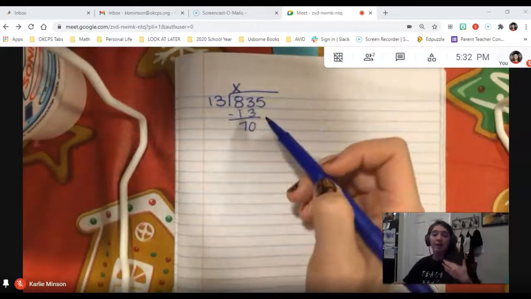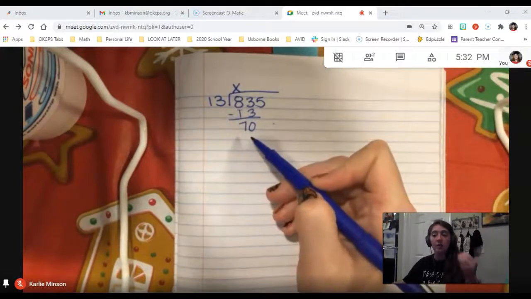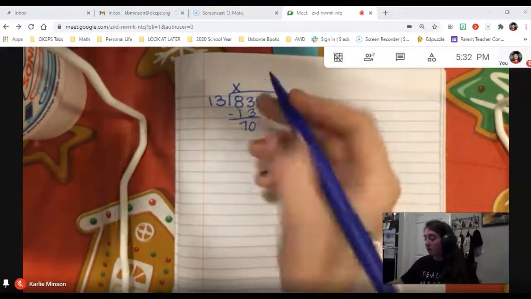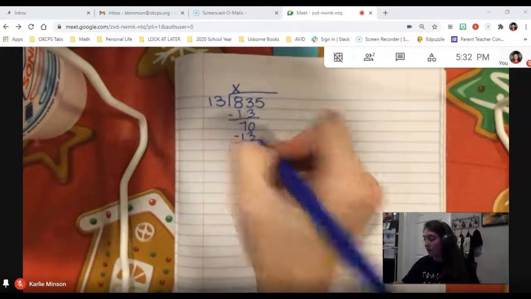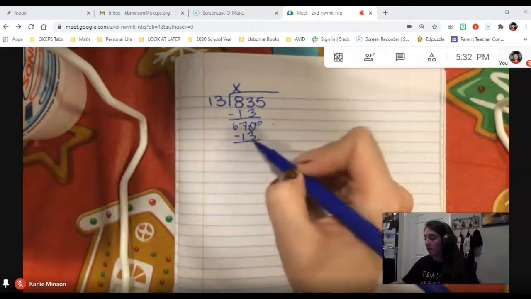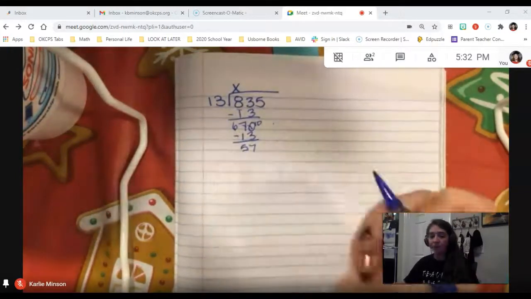And then I keep asking myself, can I subtract 13? Well, I still can subtract 13, so I keep going until I cannot subtract 13 anymore. So I can subtract 13 from 70. I have to borrow, making this a 6, making this a 10. 10 minus 3 is 7. 6 minus 1 is 5.